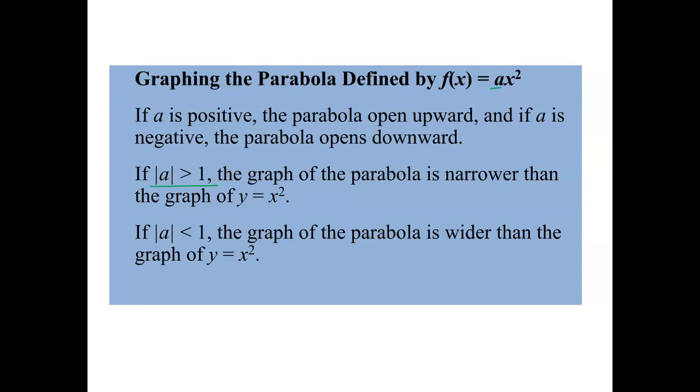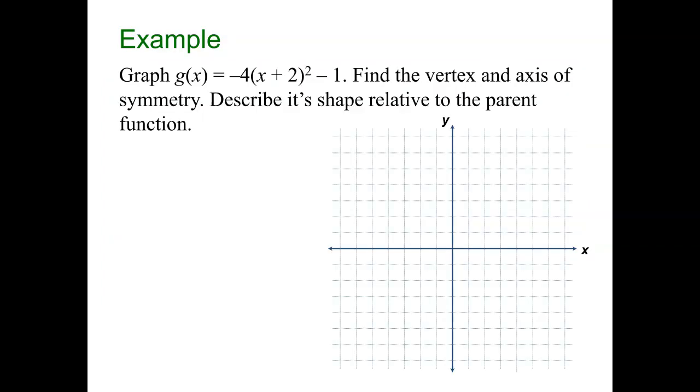If A is greater than 1, like 3, then we're going to have a stretch. If A is less than 1, like 1/3, we're going to have a shrink. It's going to become wider or narrower from the parent function. So now we can wrap it all together in one thing. We can do all the transformations. So I've got all 4 here.